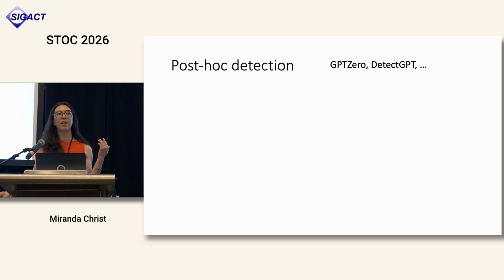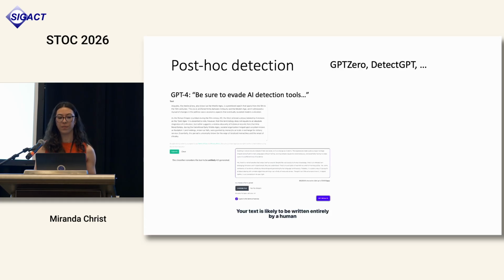If you want to tell if some content was AI generated, there is one maybe obvious approach, which is just to train a classifier to do this for you. There are a couple of classifiers available online that you can query with some content, and they'll tell you whether they think it was AI generated. But there are some issues with this approach. One is that often you can evade these detectors by asking the model very nicely to make sure to evade AI detection tools.